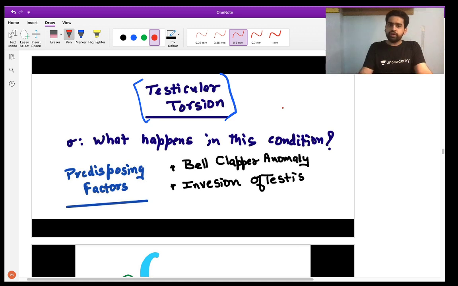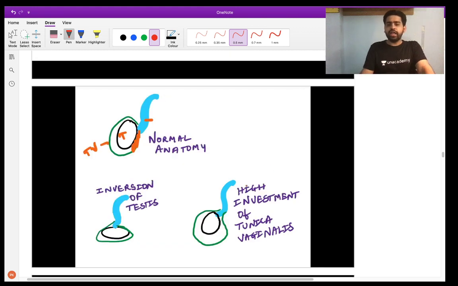What are the predisposing factors for this? You have a Bell-Clapper's anomaly, and then you have an inversion of testes. So what is the Bell-Clapper's anomaly? It is basically high investment of the tunica vaginalis. So this is the normal testes. This is your testes, this is your tunica vaginalis. It starts from here, it ends over here. This orange color structure is the epididymis. So this is the normal anatomy.